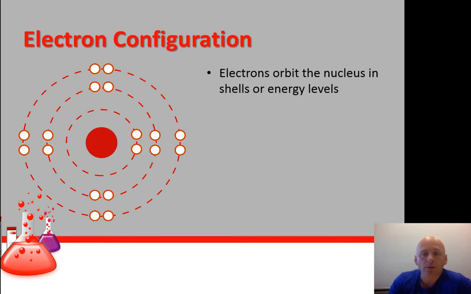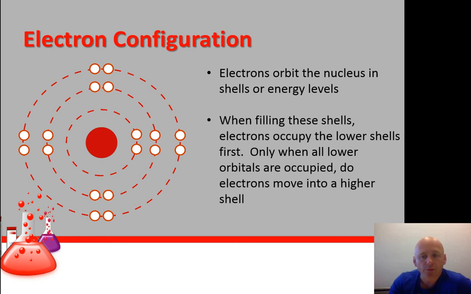Electrons orbit the nucleus in shells or energy levels. When filling these shells, electrons occupy the lower shells or energy levels first, and only when all the lower orbitals are full can you move out to the next higher level or shell.